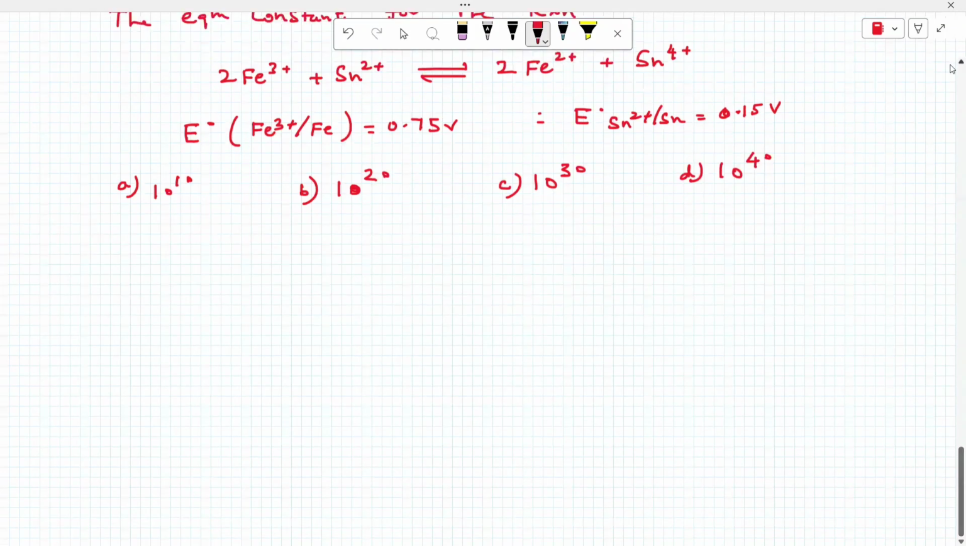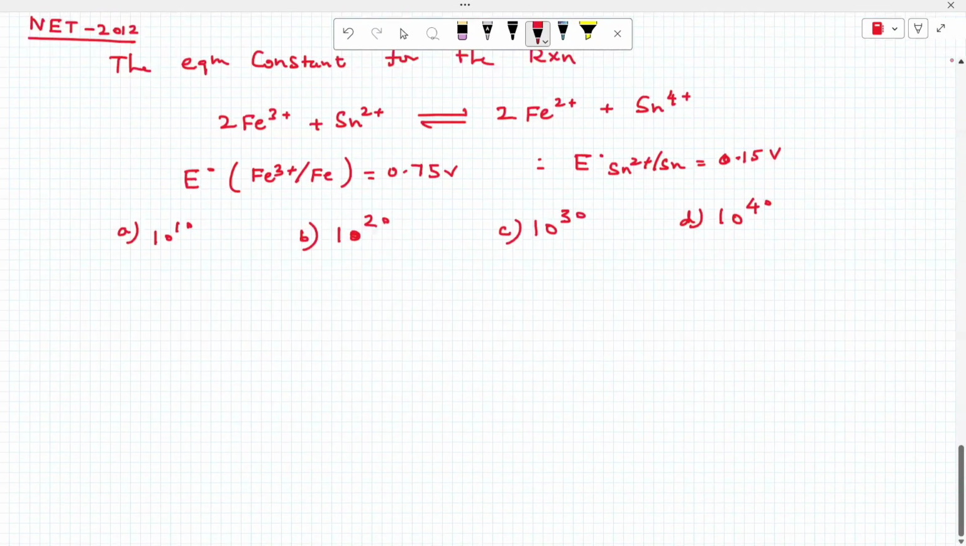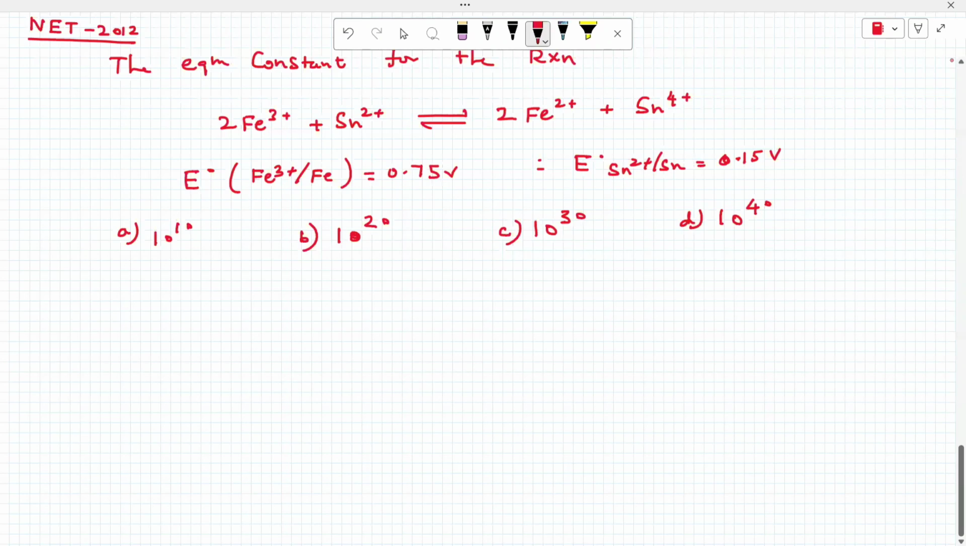First write the E cell formula. Then we have to find the E naught cell, converting N value. What is the N value for this reaction? Net electron transfer. 1 or 2? Check properly. 2, sir. Good. 2.